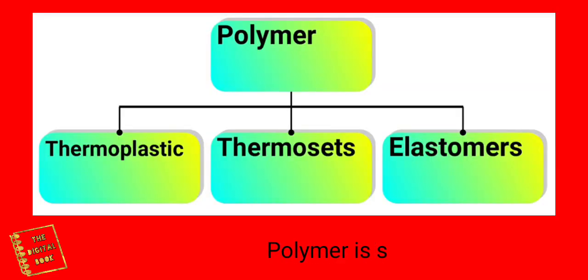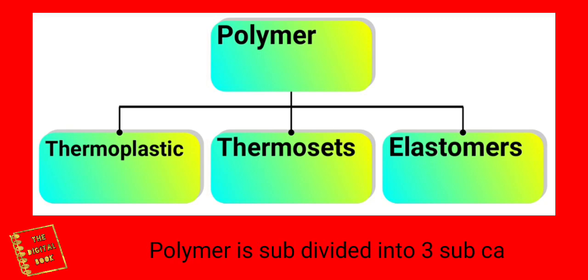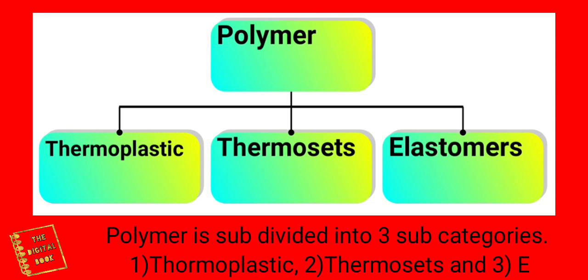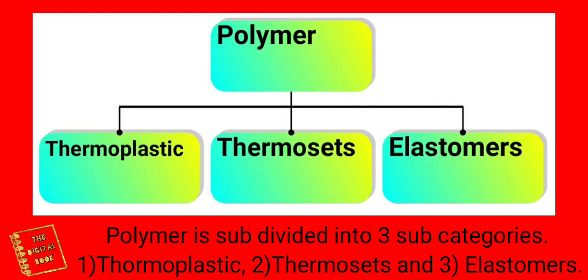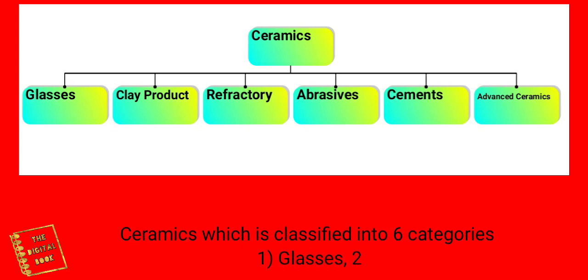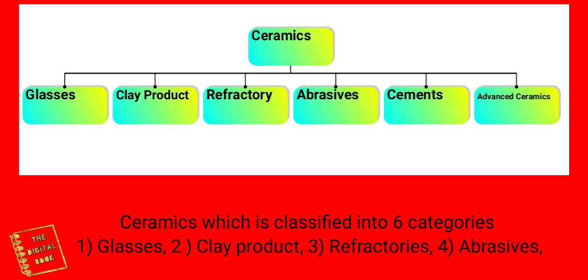Then we see polymer is subdivided into 3 subcategories. First one is thermoplastic, second one is thermosets, and third one is elastomers. Then coming to ceramics, which is classified into 6 categories. Number 1 is glasses, number 2 is clay product, number 3 is refractories, number 4 is abrasives, number 5 is cements, and number 6 is advanced ceramics.